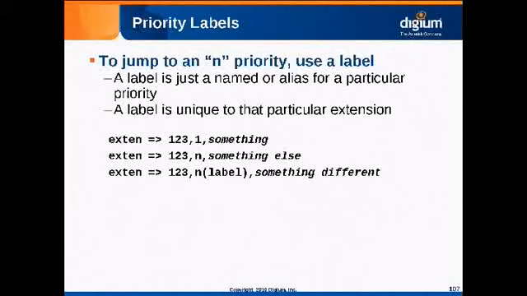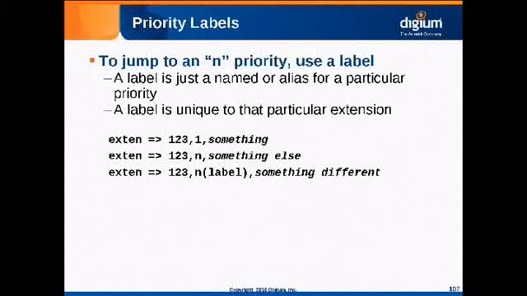Okay. So in this case, we've got a label called label, oddly enough, for that third priority, and then somewhere later in our dial plan we could say, hey, jump back up to this particular priority called label, and you could use that label anywhere you use the priority number. We'll see an example here in a minute.